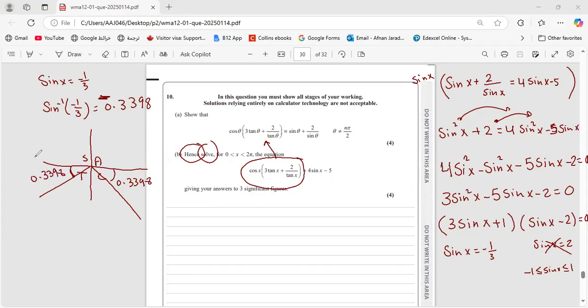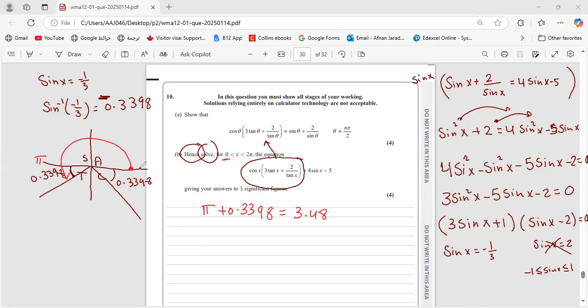So now take from 0, going from 0 to this line. What is the measure of this angle, the red angle? You need to add pi plus this one. So pi plus 0.3398 equals 3.48 in simplest form.